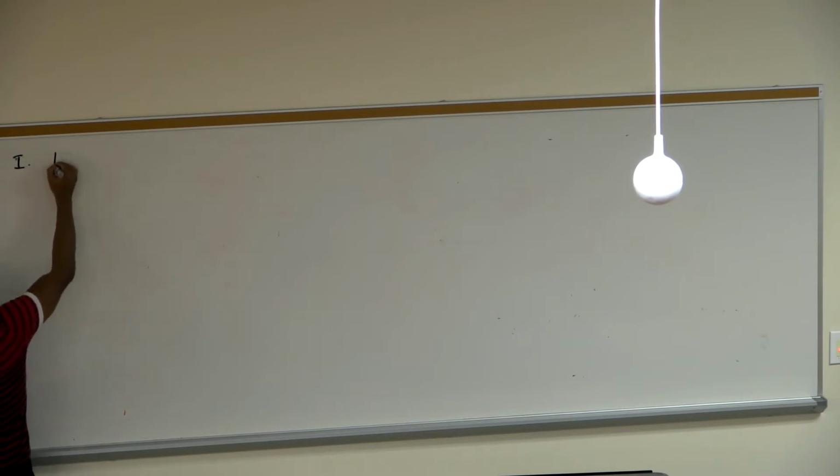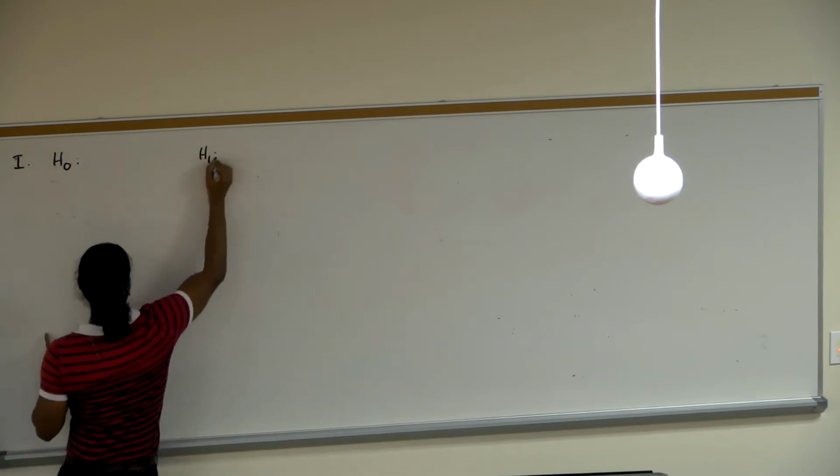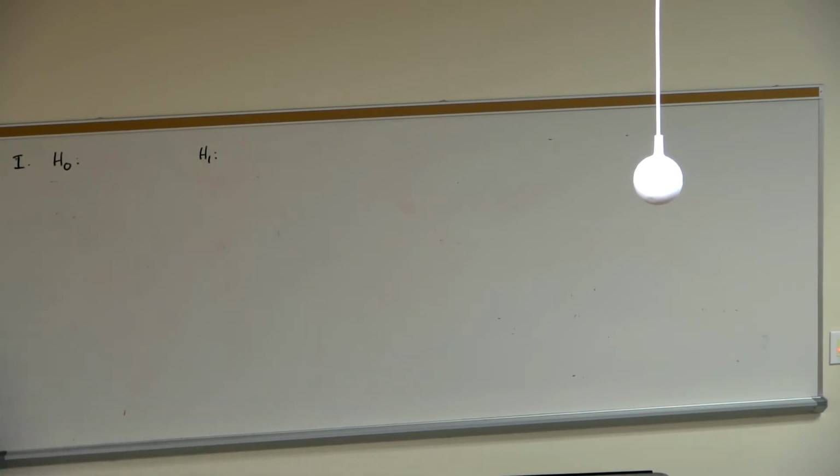Okay, so what is the hypothesis? We have the null and we have the alternative. P1, according to the problem, is Florida, and P2 is California. So the claim is P1 greater than P2.